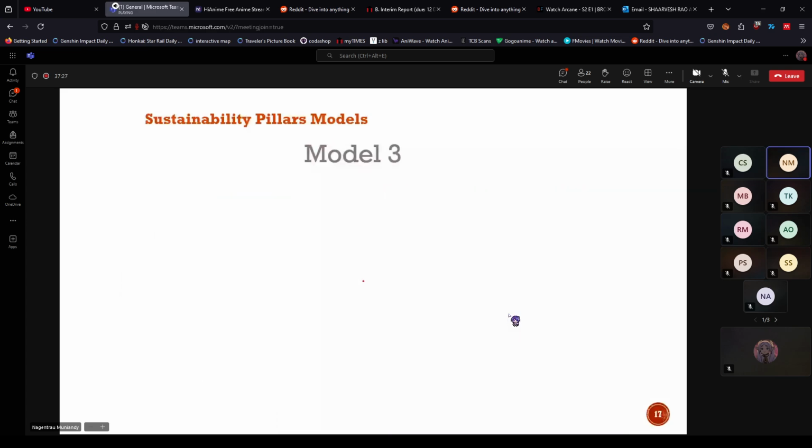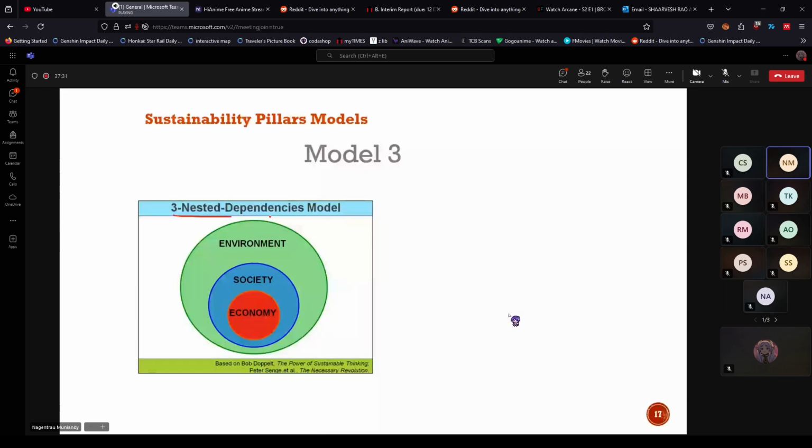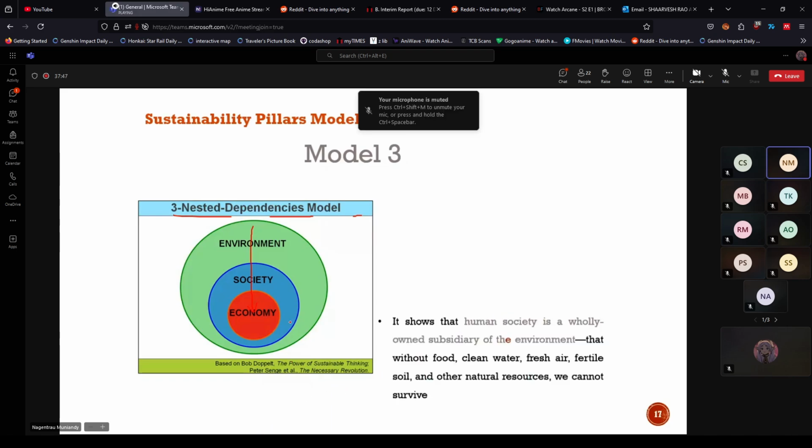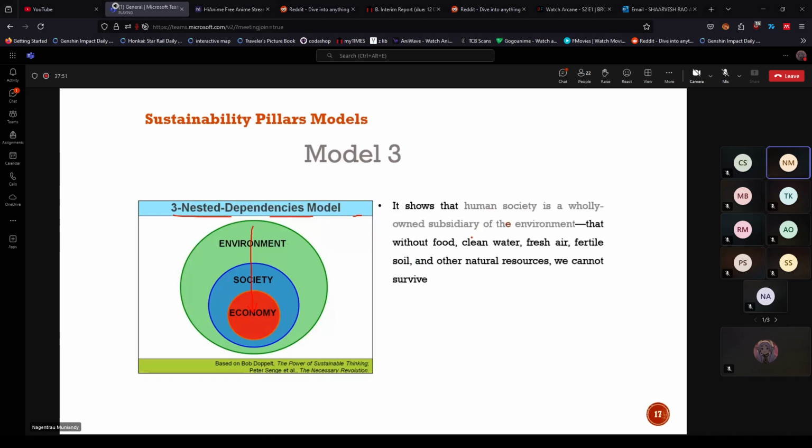The third model is known as the 3 nested dependencies model, where you can see the arrangement. Again, the environment is the largest biosphere, followed by society, then economy. You can see they are interacting with each other. It shows that human society is a subsidiary of the environment, and then the economy is a subsidiary of society. So my first focus is environment, then society, then economy. Right. Here, it is the people in society who decide what economic model they want to use.